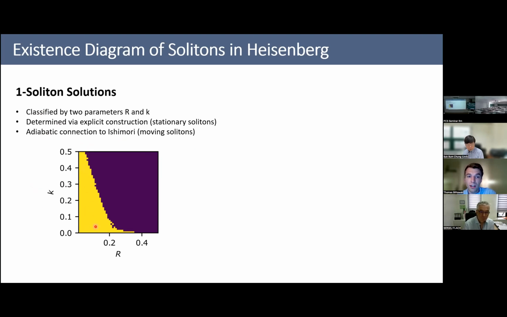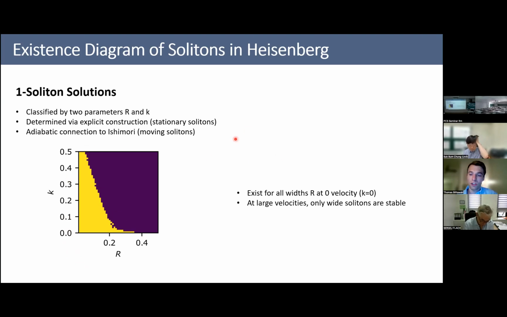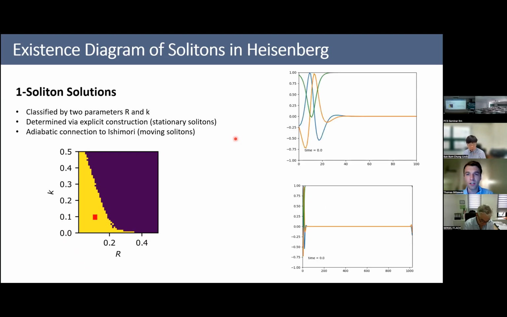And within this yellow region that works; within this bluish region, it doesn't. So we can't prove that there can't be solitons here, we just haven't found any here. But essentially, there's an infinite family of one soliton solutions parameterized by these two parameters. And as I said, the stationary ones exist for all widths. So you can have a soliton that has a width of one lattice site in the Heisenberg chain that lives forever, which I found very surprising and wouldn't have expected. And then, which I guess physically makes sense, as you make them faster, only wider solitons survive in the Heisenberg chain.